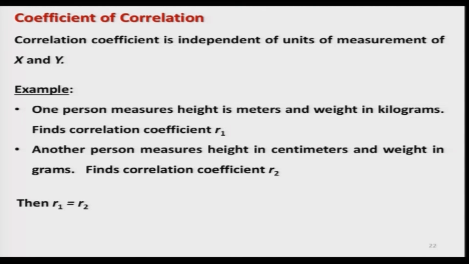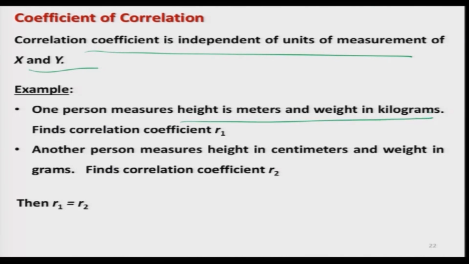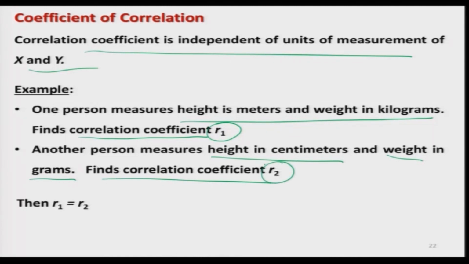And one important property is that the correlation coefficient is independent of the units of measurement of x and y. For example, if one person measures the heights in meter and weight in kilogram, and suppose the correlation coefficient is found to be R1, and another person measures the height in centimeter, but weight in grams, and finds the correlation coefficient, suppose the value comes out to be R2. In both the cases, R1 and R2 are going to be the same. So, that is an important property.